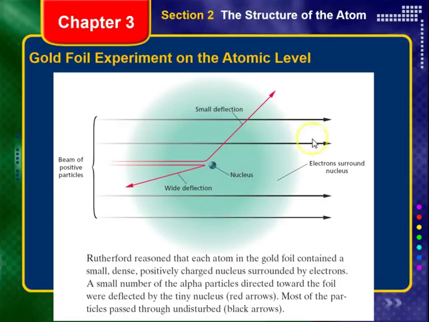So most of the alpha particles went straight through, no problem. There were some that had a very small deflection and some that had a very wide deflection. And so Rutherford postulated that there must be something in the middle here because he didn't know about the nucleus. Remember, we're still working on the chocolate chip cookie model, the plum pudding model. He thought that there must be something very dense and small in the middle of that atom.